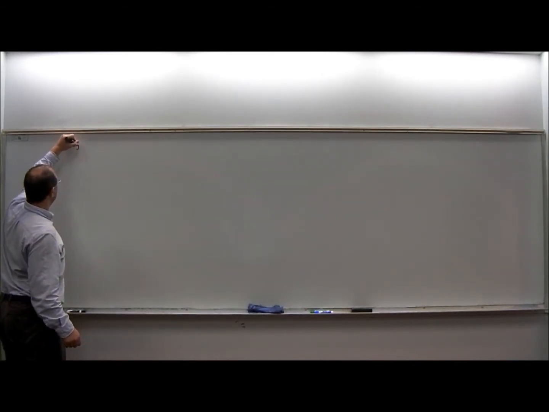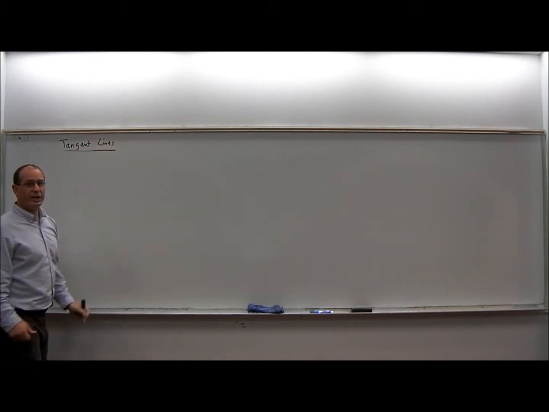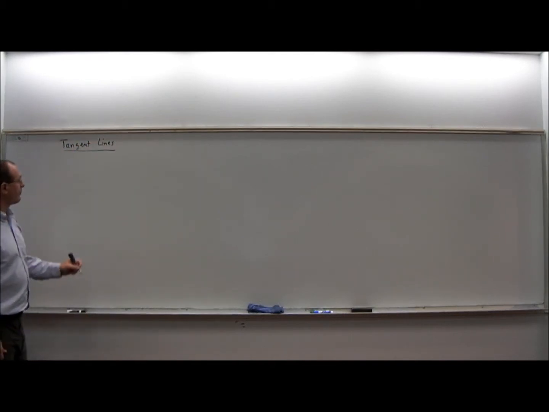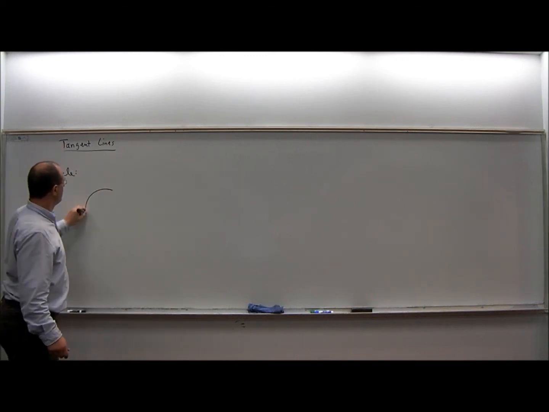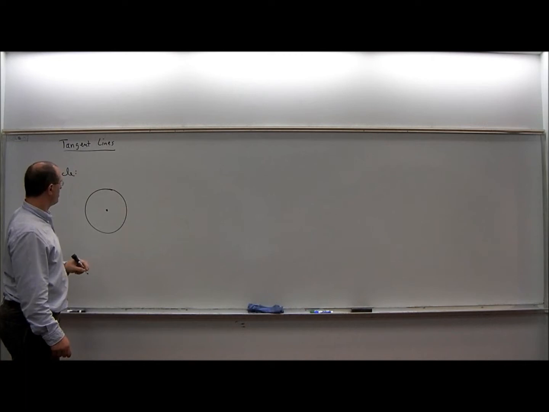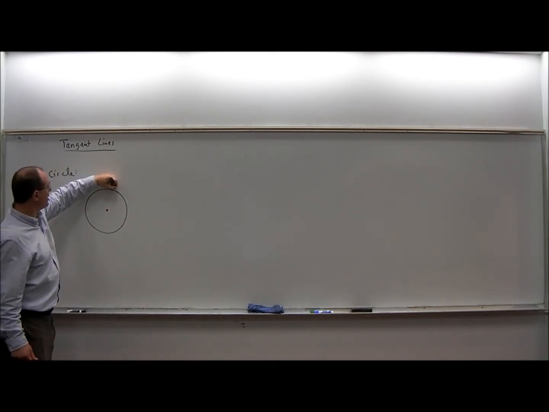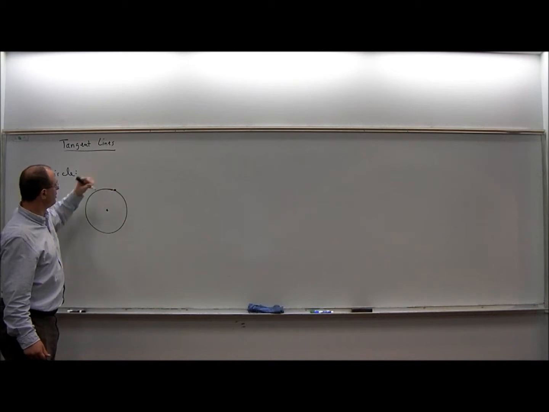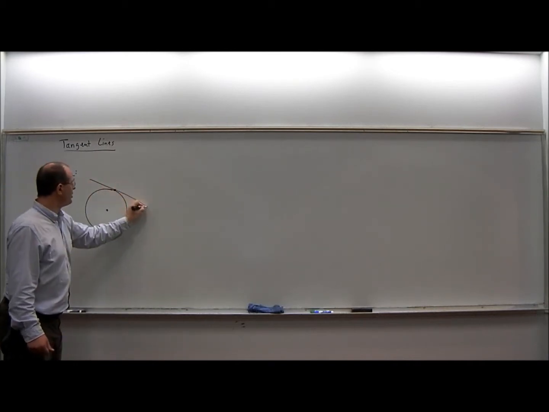So the first question is, what is a tangent line? And we'll begin with a circle. A circle with a center and a certain radius. You take a point on the circle, and at that point, you can draw a tangent line.